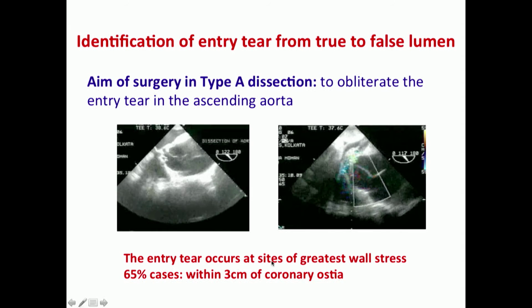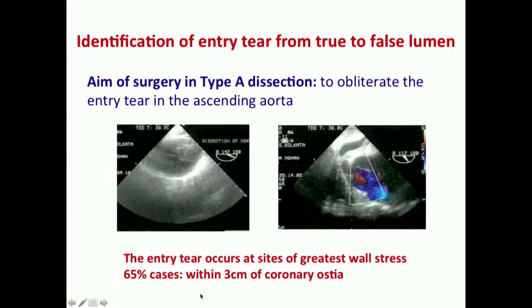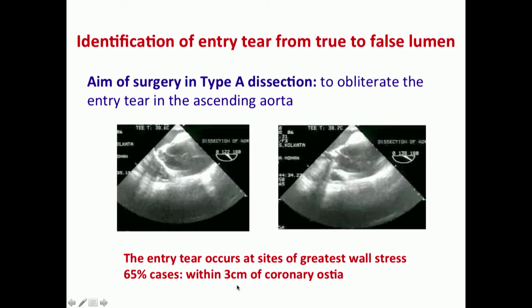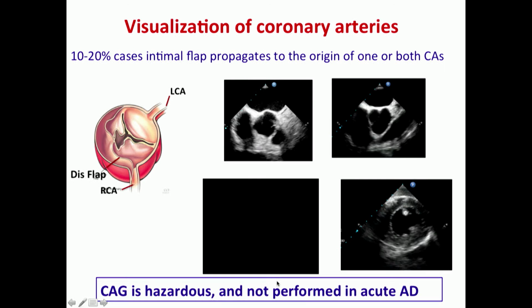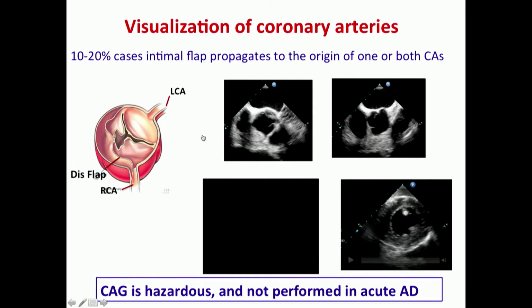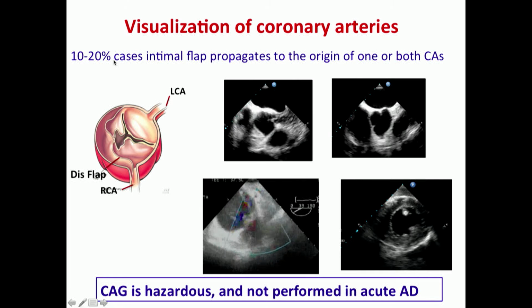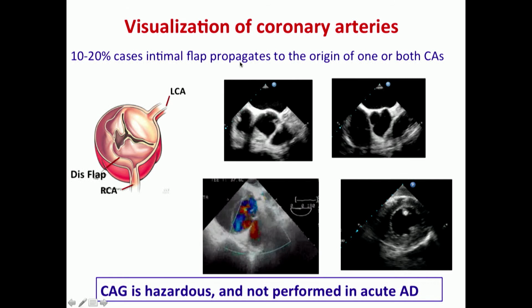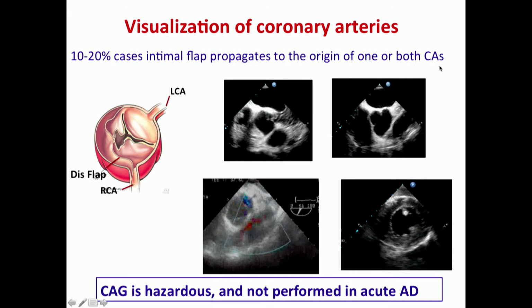The entry tear occurs at the site of the greatest wall stress, and in 65% of cases, it is within 3 centimeters of the coronary ostia. It is also necessary to visualize the coronary arteries, which can be done very easily with transesophageal echo, because in 10 to 20% of cases, the intimal flap propagates to the origin of one or both coronary arteries.